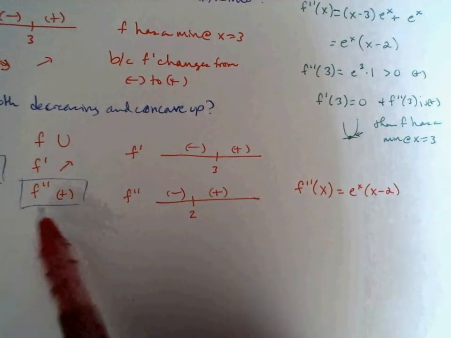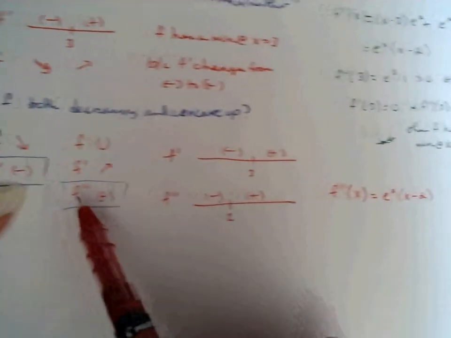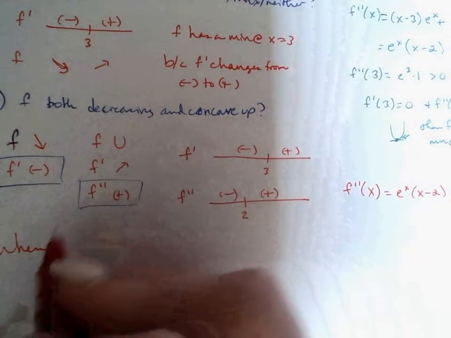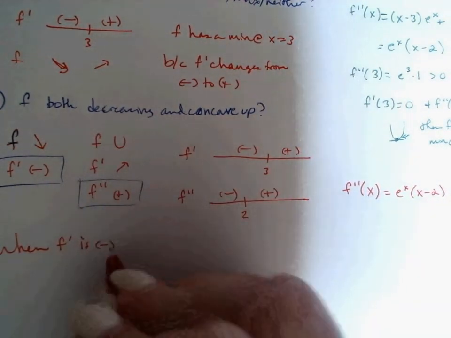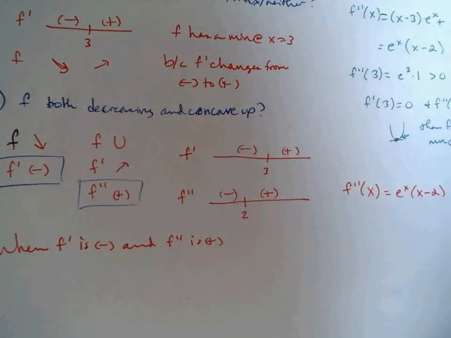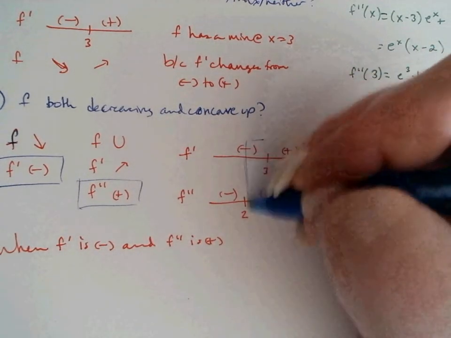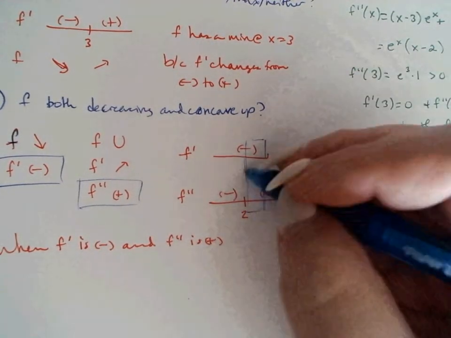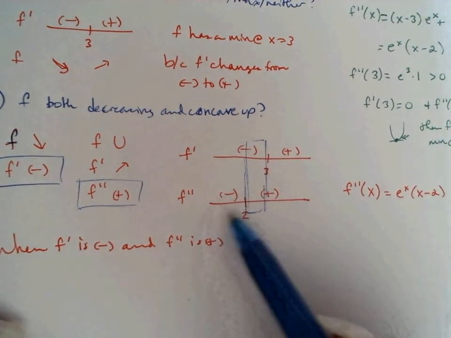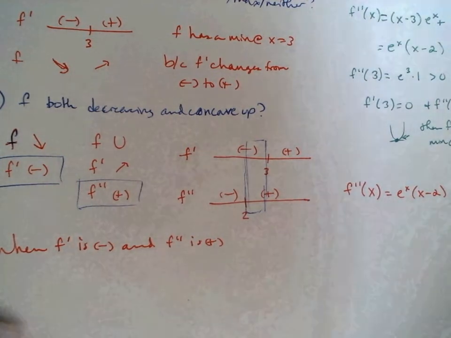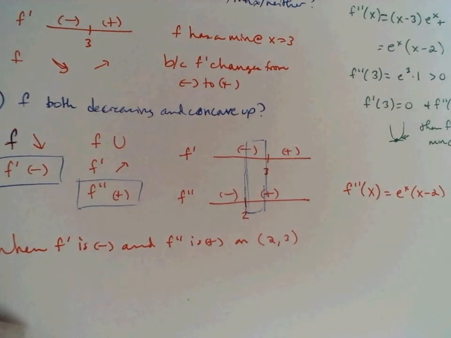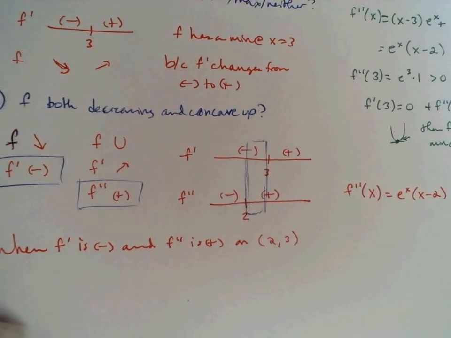So when is f prime negative and f double prime positive? F is both decreasing and concave up when f prime is negative and f double prime is positive. And this only occurs on this window right here from 2 to 3, because f prime is only negative up to 3 and f double prime is positive starting at 2. So I would say on the interval 2, 3. And there we go. Okay.